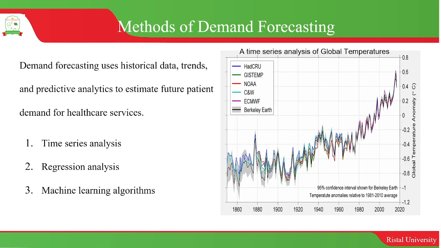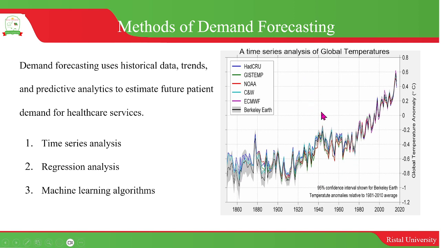Okay, let's look at number 1, demand forecasting. Demand forecasting uses historical data, trends, and predictive analytics to estimate future patient demands for healthcare services. So you have already analyzed the previous records of this hospital based on the data. Here we look at the trends and then we can use them to predict what might happen in the future. They can be of 3 categories. You can use time series analysis. There is also what we call regression analysis, and also machine learning algorithms. All these are statistical models.